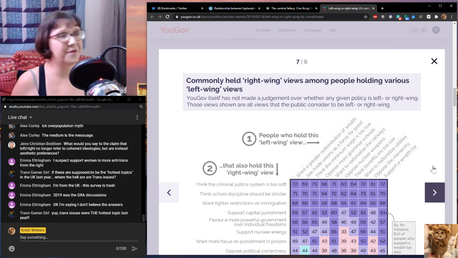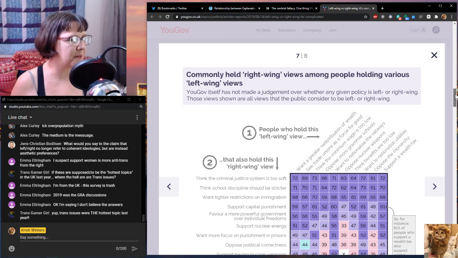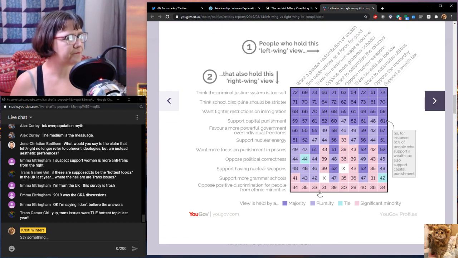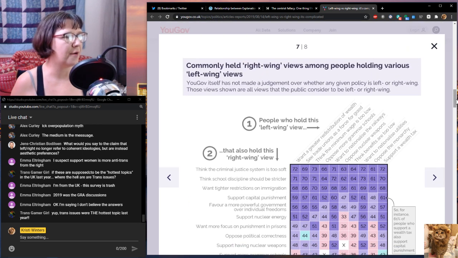I don't know if this chart's very useful, but it might just be interesting from the point of view of opposing positive discrimination for people from ethnic minorities. Looking at that, for instance, 61% of people who supported a wealth tax also support capital punishment. All right, we're just going to move on. This seems like a really complicated table to interpret, and I don't have time for that.